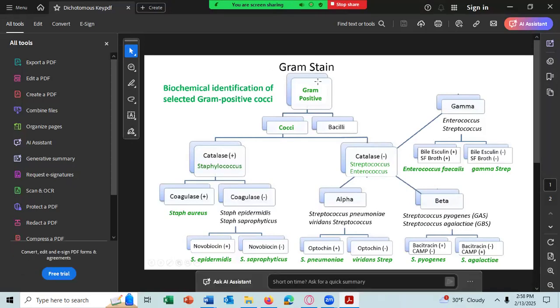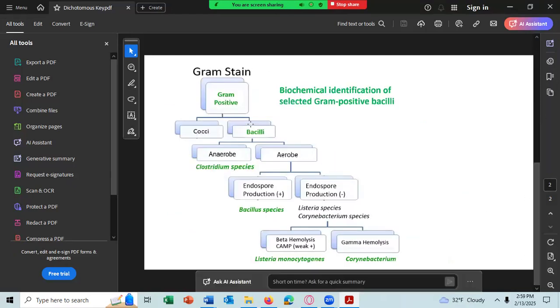We have a dichotomous key looking at the gram stain. We have gram-positive cocci following here, gram-positive bacilli following here. The bacilli continues on page 2, I think. So there's the gram-positive bacilli, which you can separate into anaerobes and aerobes. You can then separate it into endospore positive production, endospore negative production. If it's endospore positive by the dichotomous key, it'll be a member of the Bacillus genus. If it is endospore negative, it can be either Listeria or Corynebacterium species.